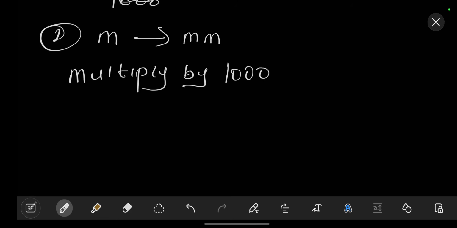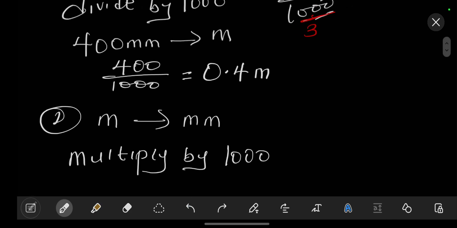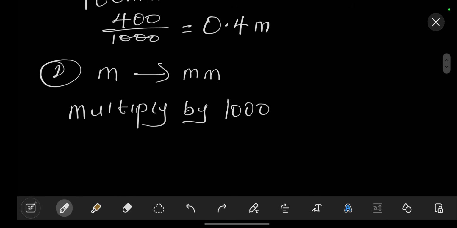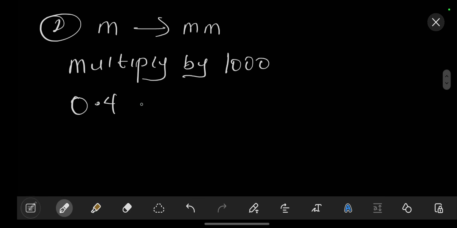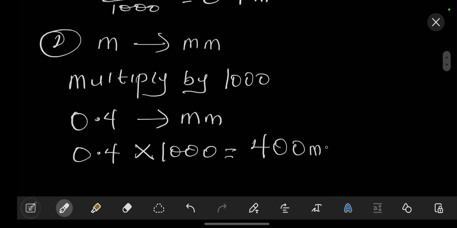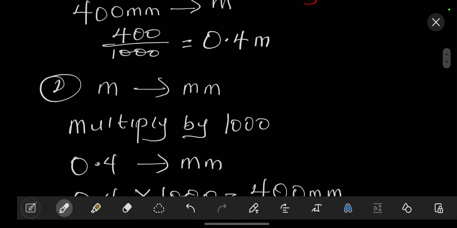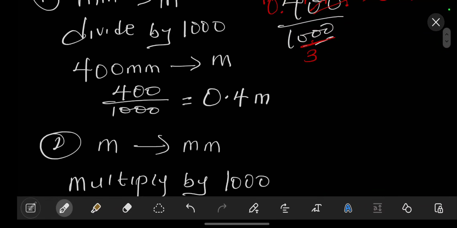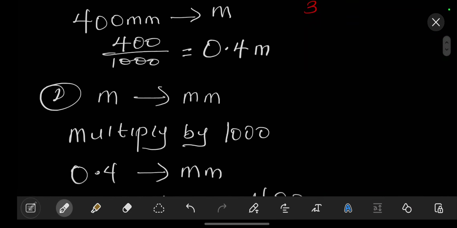So let's say we want to convert, okay, let me use the first example. Here we got 0.4 meter. Let's convert the 0.4 meter back to millimeter. So we're going to have 0.4 meter to millimeter. That's easy now. So we're going to take the 0.4 and multiply it by 1000. If you do that, 0.4 times 1000 will give you 400. 400 what? 400 millimeter. Now you can see that we came back to where we were coming from, which was this 400 we got here initially. You can see that now.